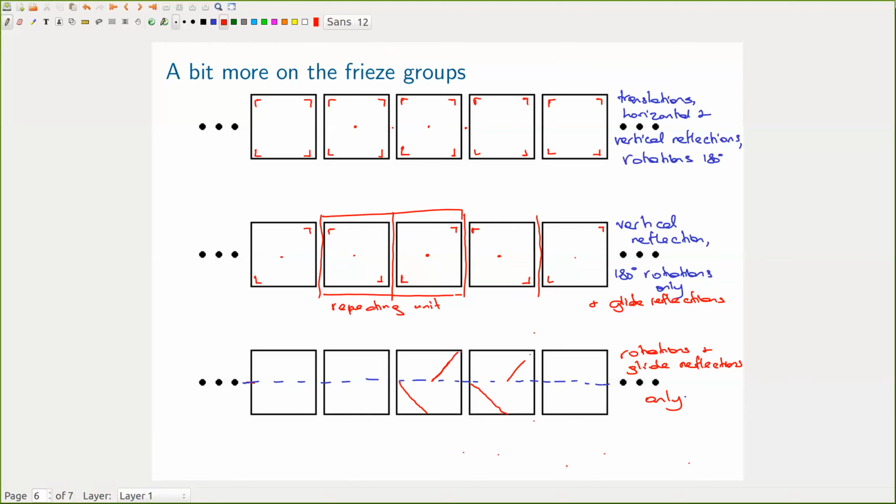All these tiles are identical. There are no rotational symmetries. There are no reflections, but there's a glide reflection. There's a symmetry which consists of reflecting in the horizontal axis and then stepping to the left or right, not by the full length of a tile, but by half of the length of a tile.